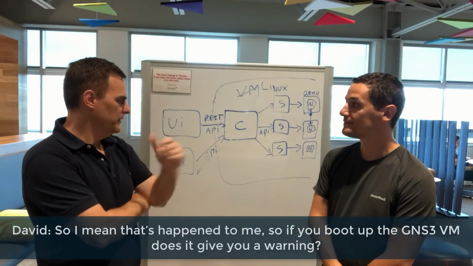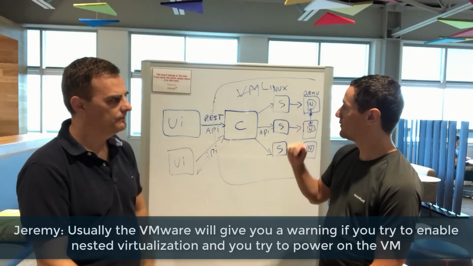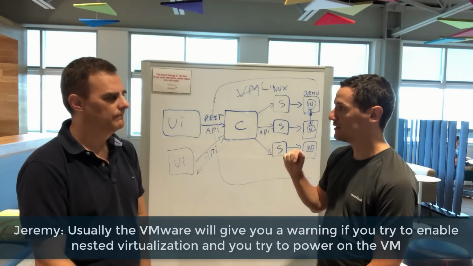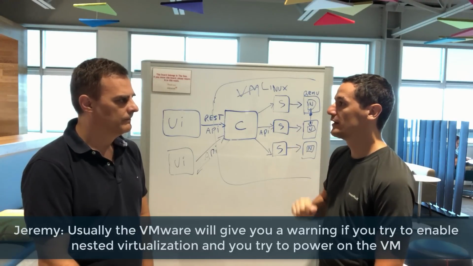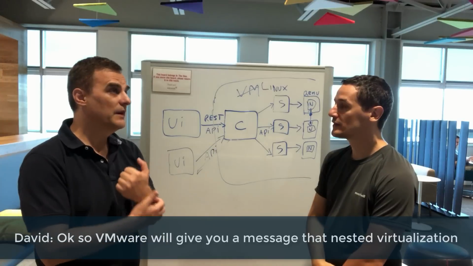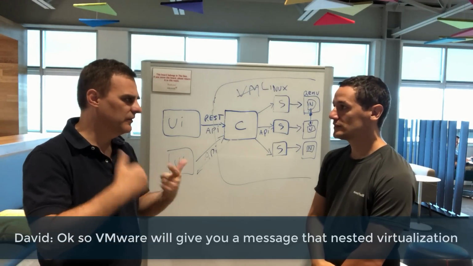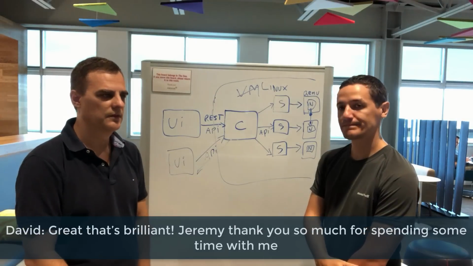So if you boot up the GNS3 VM, does it give you a warning? Usually VMware will give you a warning if you try to enable nested virtualization and power on the VM. Okay, so VMware will give you a message saying that nested virtualization is not enabled or not supported or something. Okay, great, great.